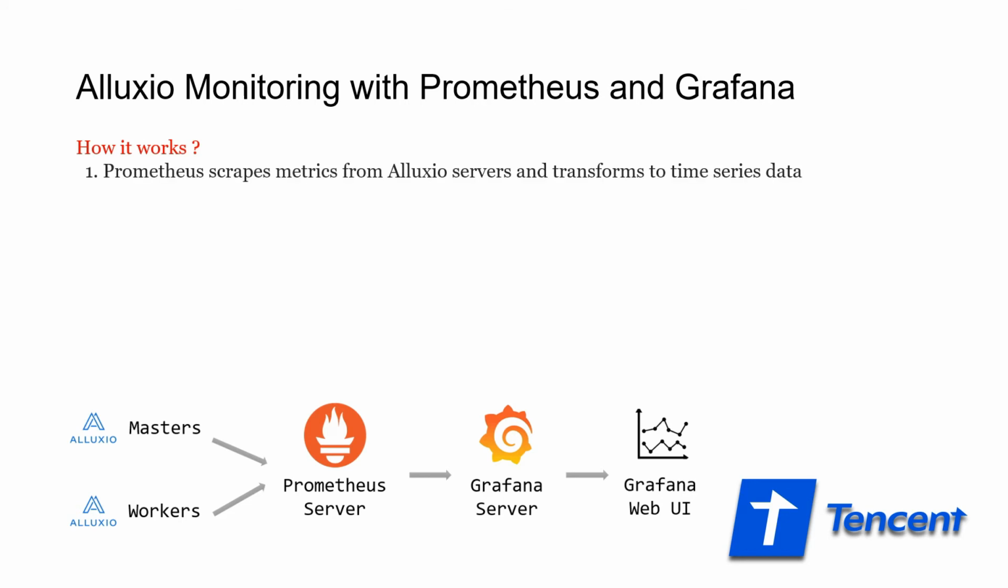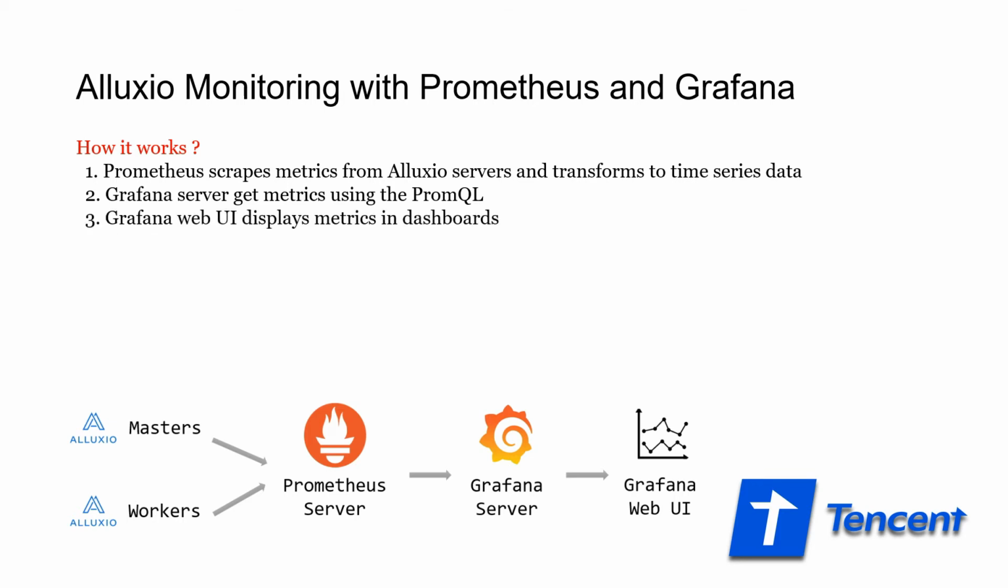Firstly, Prometheus grabs metrics from the Alluxio service, transforms them to time series data and stores them. Then the Grafana server can get this time series data from Prometheus. Then the Grafana Web UI can display the metrics in dashboards. This is how it works.